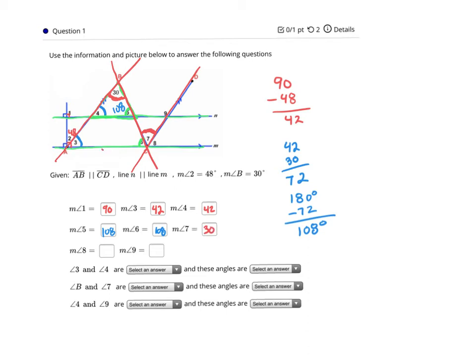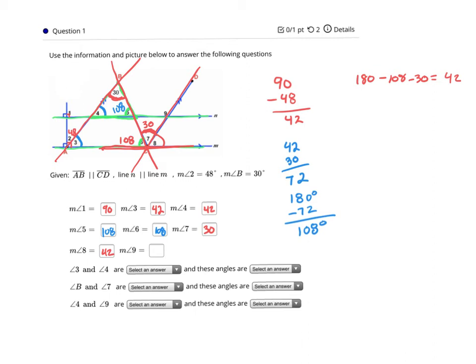To find angle 8, there are 180 degrees in a straight line. I know angle 7 is 30. I know angle 6 is 108. So when I add that to angle 8, that has to equal 180. So if I do 180 minus 108 minus 30, that will give me my answer, which is 42. So we know that angle 8 is 42.